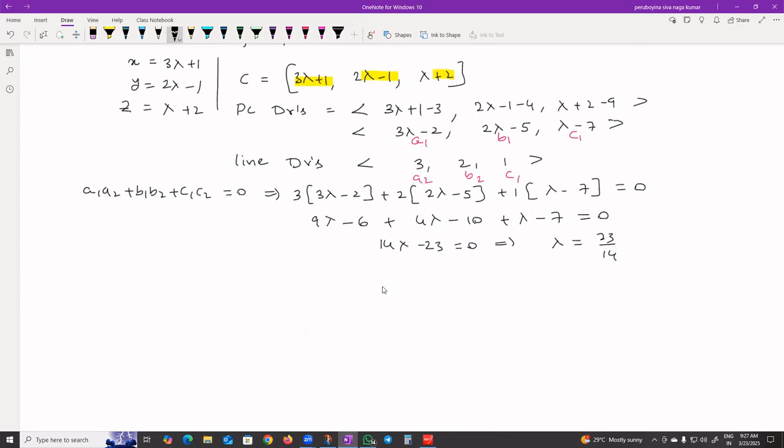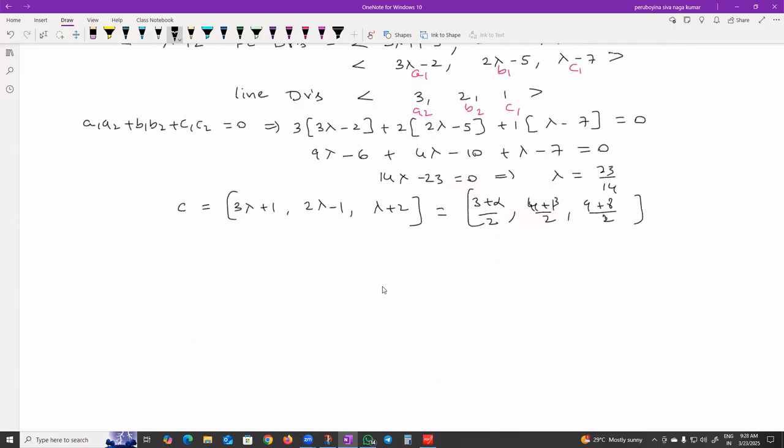Now we will generate point C. C is equal to 3 lambda plus 1, 2 lambda minus 1, and lambda plus 2. Now substitute. If you equate together, then alpha is equal to, doing cross multiplication, 6 lambda plus 2 minus 3, and the beta value is 4 lambda minus 2 minus 4, and the gamma value is 2 lambda plus 4 minus 9.